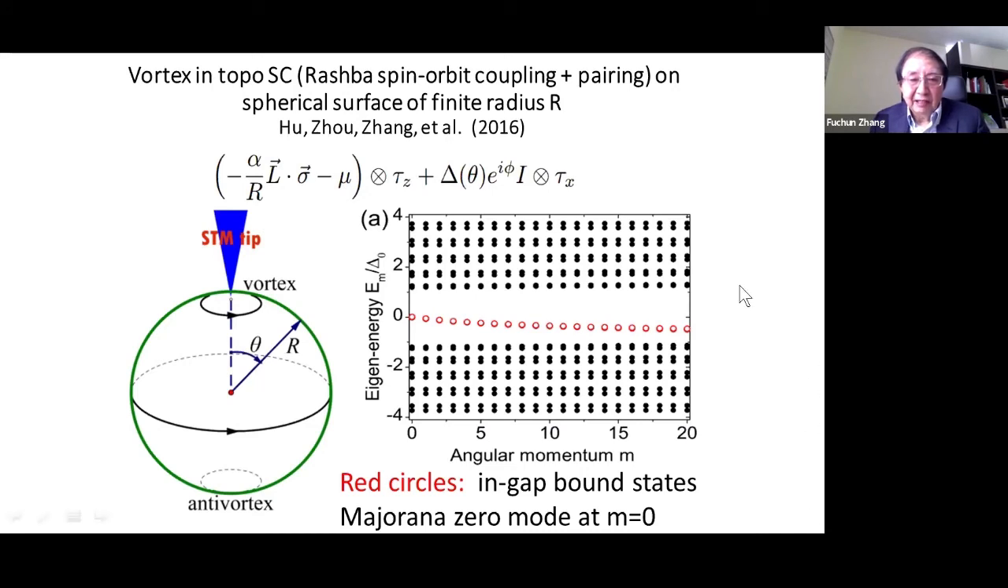In this right panel, I show the eigenenergy. You solve this single particle problem. Because of finite size, I have discrete levels rather than the continuous limit. The red circles are in-gap bound states, and this is in terms of angular momentum. You find that there's one Majorana zero mode at m equals 0, with very high precision when a student carries that out.